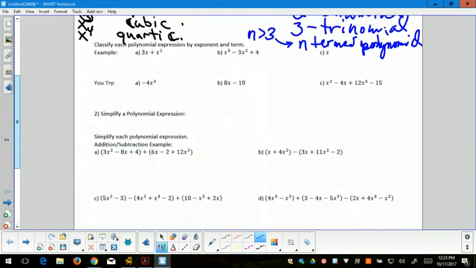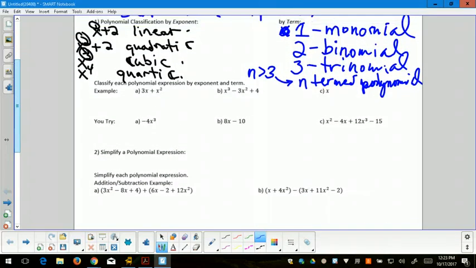All right, classifying each by exponent and by term. So I'm going to do by exponent in black and by term in blue. And hopefully you won't be black and blue by the time this is done. All right, this first one, is it in standard form or not? No, you have to really look carefully, because if it's not standard form and you just grab the first thing, you're going to be wrong. This should actually be x squared plus 3x if it were in standard form. Since it is squared, it has a degree of 2, I'm going to call this what? Quadratic. A quadratic.